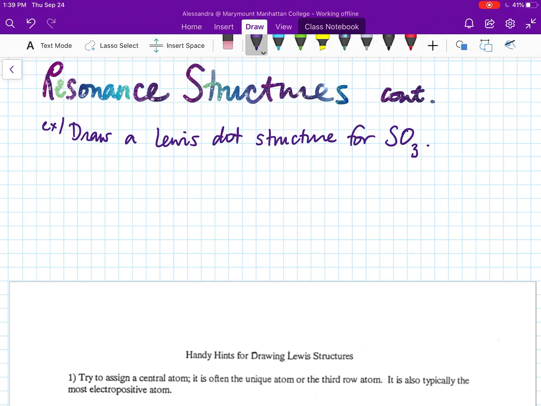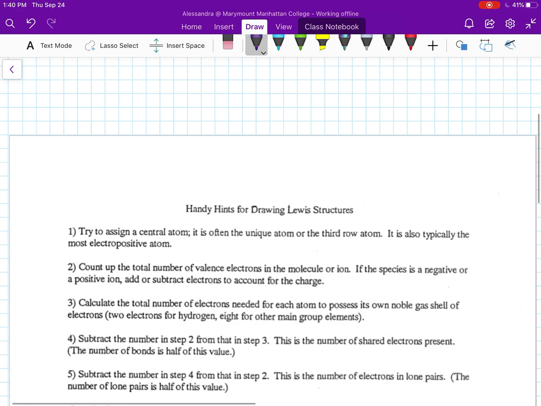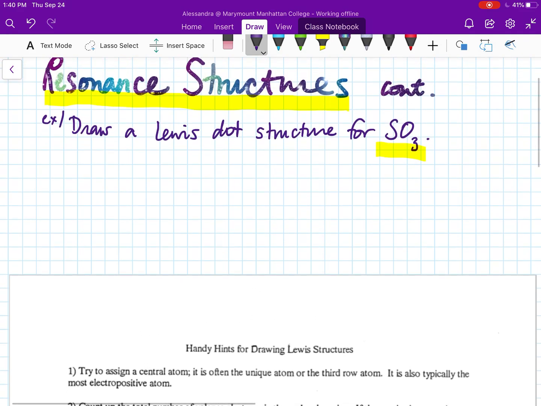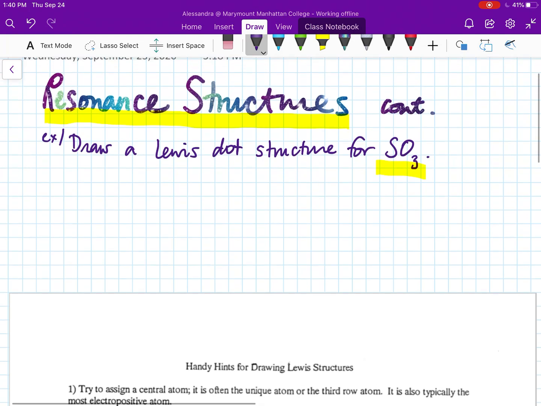So now let's try to draw a Lewis structure for sulfur trioxide. I would like to use this molecule to go a little bit deeper into the phenomenon of resonance structures and what that means. So for sulfur trioxide, I'm going to use the handy hints for drawing Lewis dot structures. I'm going to go through this quickly, but feel free to pause so that you make sure that you understand each step.